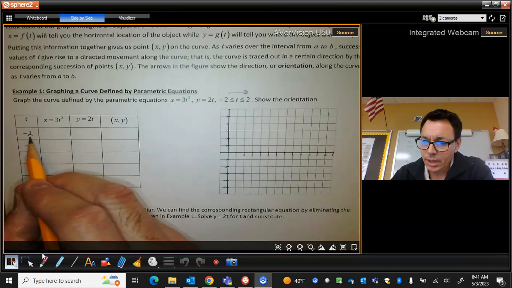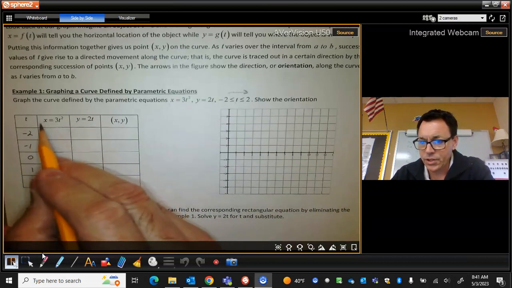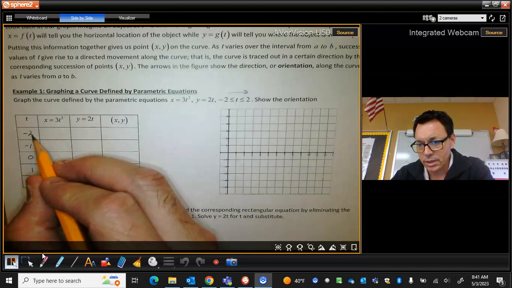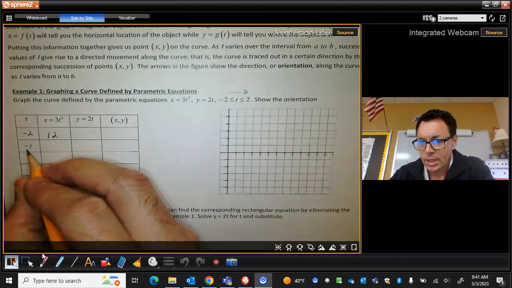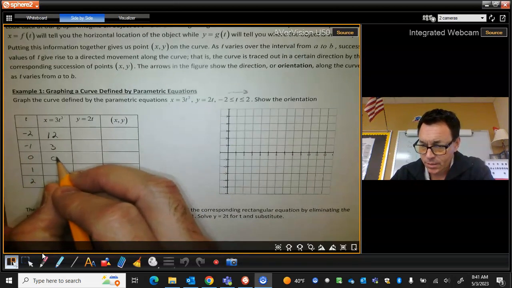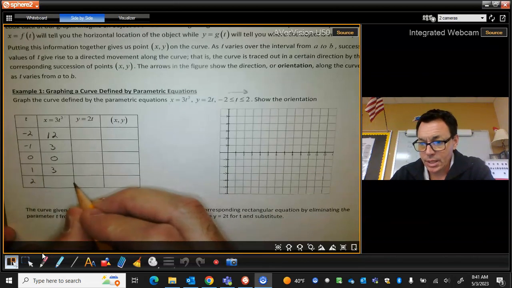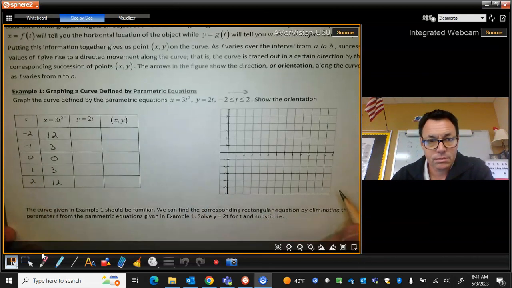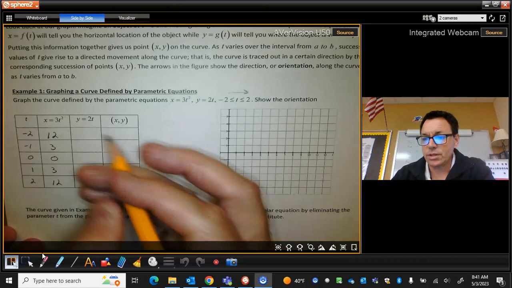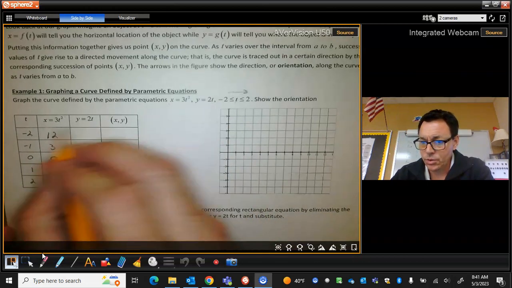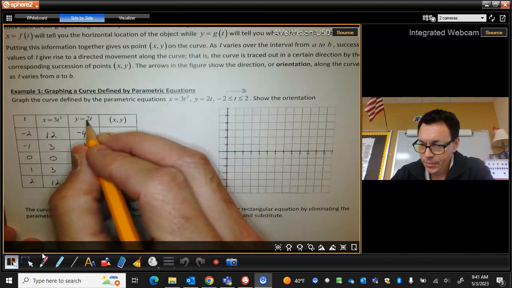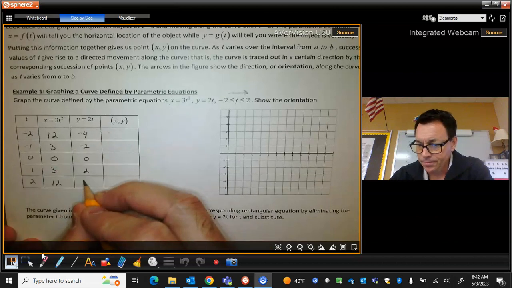Okay, so I'm going to plug these values into this function first. So x equals 3t squared. Well, -2 squared is 4, and 4 times 3 is 12. -1 squared is 1. 3 times 1 is 3. Then I'm going to get a 0. Then I'm going to get a 3 again, and then I'm going to get a 12. Okay? Now I'm going to put these same values into the y function. Alright, so y equals 2t. So 2 times -2, 2 times -1, 2 times 0, 2 times 1, and 2 times 2.